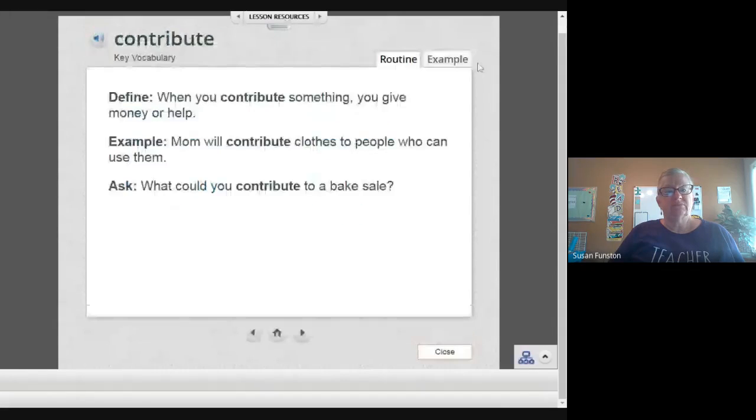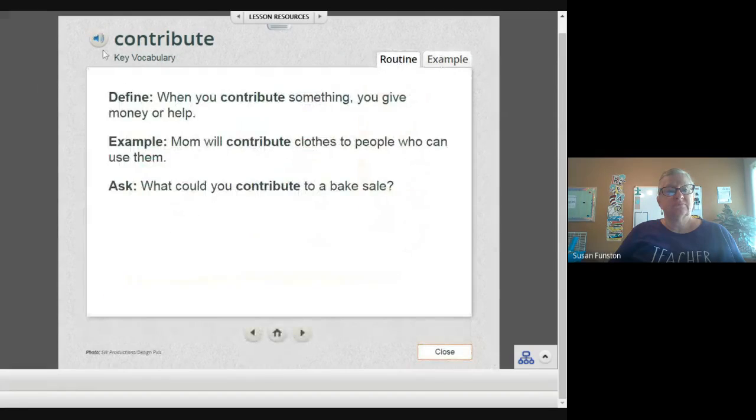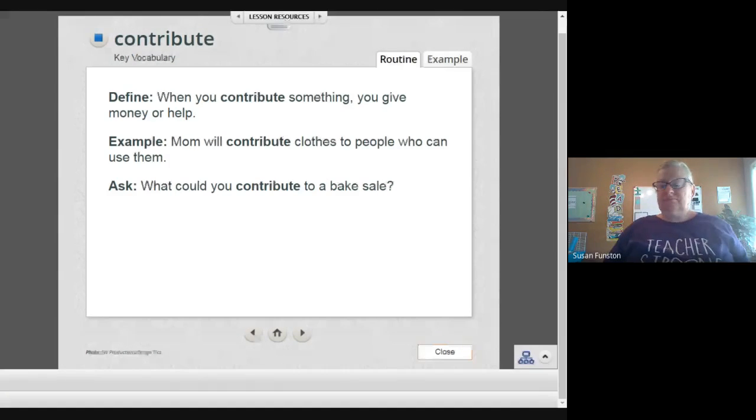Contribute. Mom will contribute clothes to people who can use them. When you contribute something, you give money or help. What could you contribute to a bake sale? Maybe you could bake some cookies and contribute those.